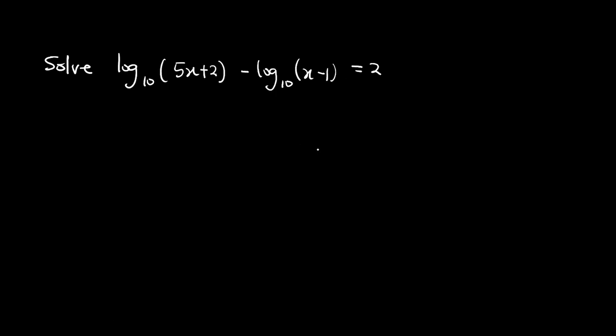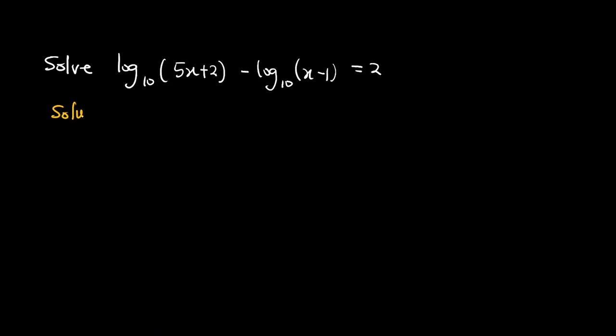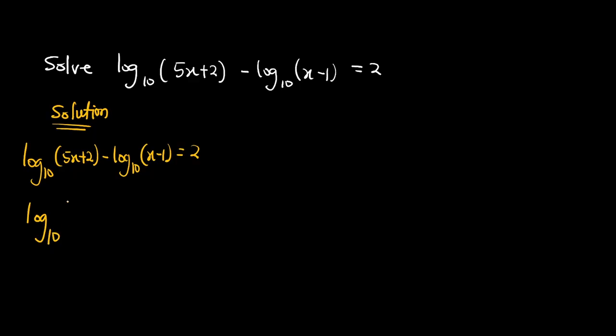Now, this problem is very easy. It's similar to the first example that we solved, but let's go ahead and write the solution to this problem. So over here, we'll repeat the question: log base 10 into bracket 5x plus 2, then minus log base 10 of x minus 1, and this is equal to 2. As always, we have two logarithm expressions subtracting each other, so compress them or rewrite them as log base 10, then into bracket 5x plus 2 over x minus 1, and this is equal to 2 over here.